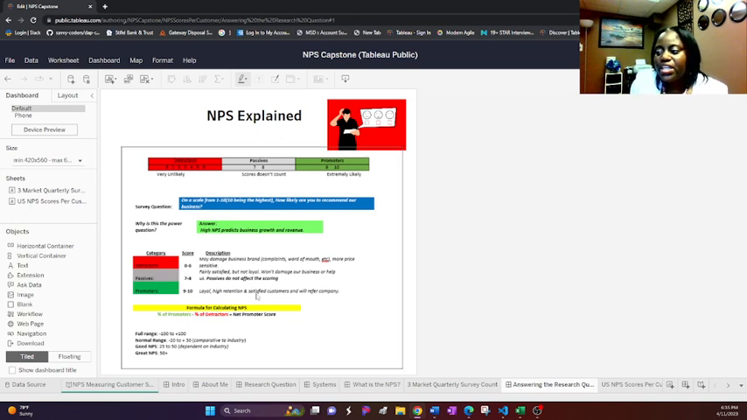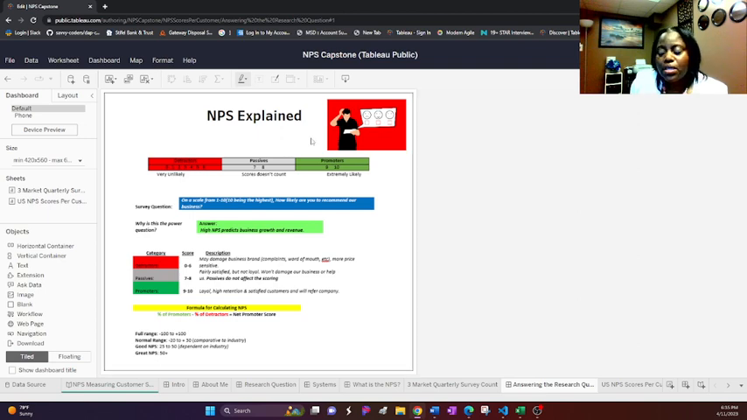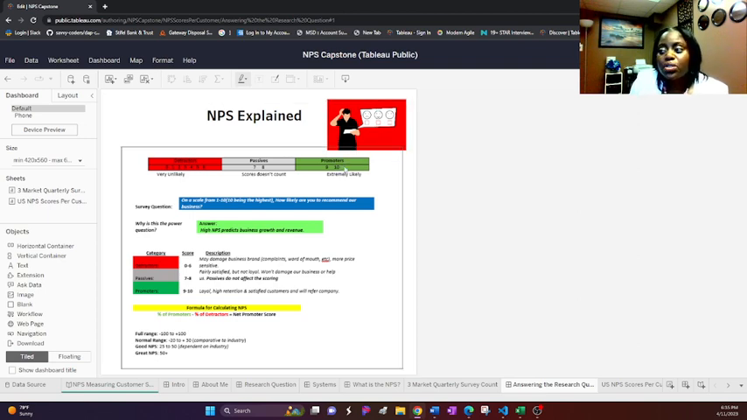This is the high retention and satisfied customers, and they will refer our company. So those are the scores that we're aiming for on these NPS surveys. Now the formula for calculating the NPS is the percentage of the promoters, which is the 9s and the 10s, minus the percentage of the detractors, which is the 0 through 6. That score is going to give us our net promoter score.